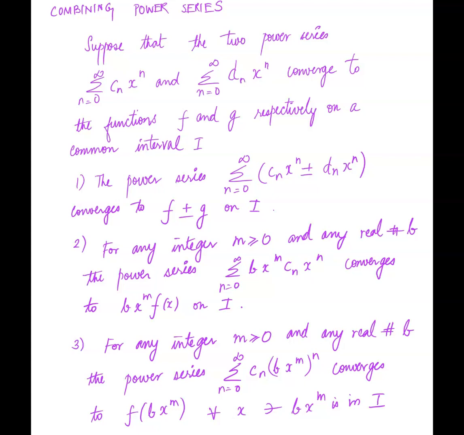Second is, for any integer m greater than or equal to 0 and any real number b, the power series summation b x^m Cn x^n converges to b x^m f(x) on I. Third, for any integer m greater than or equal to 0 and any real number b, the power series summation Cn (b x^m)^n converges to f(b x^m) for all x such that b x^m is in I.